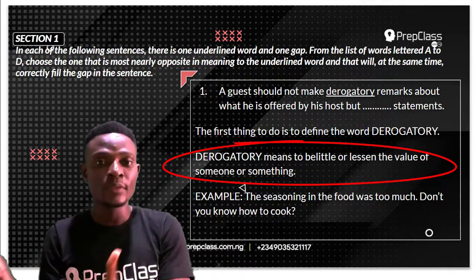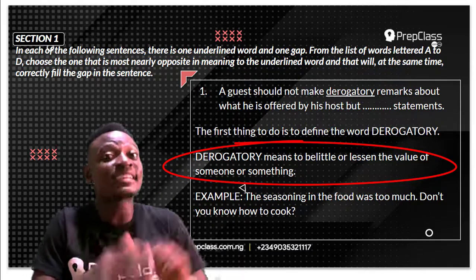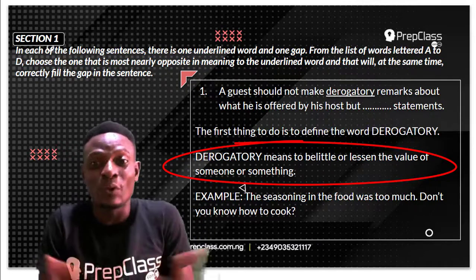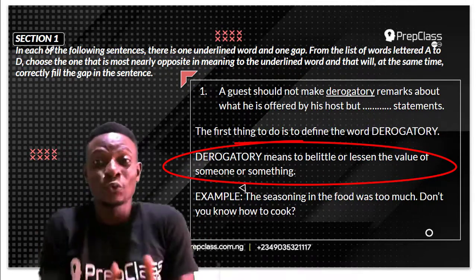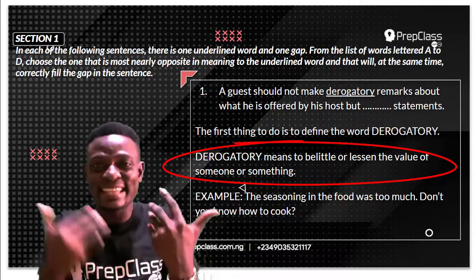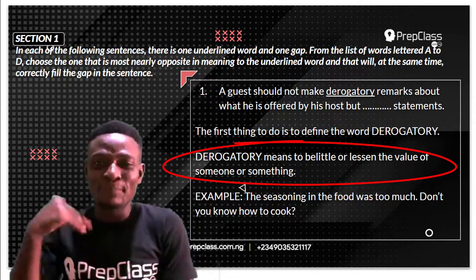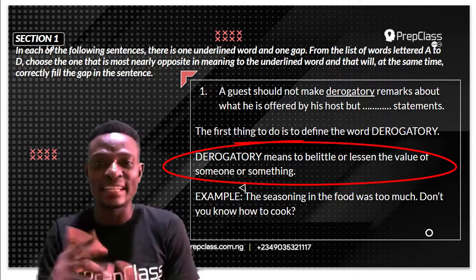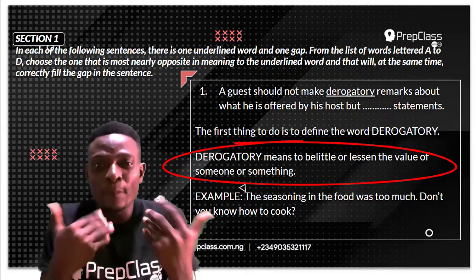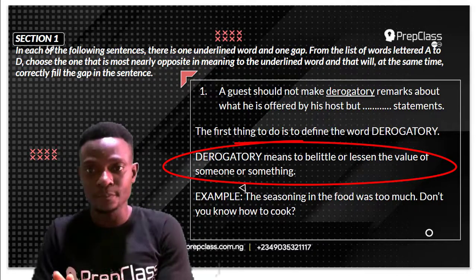Take, for example, you go to someone's house, the person offers you a meal after spending so much time to prepare the meal. And after eating the meal, all you could say was, the seasoning in this food was too much. Don't you know how to cook? Now, that is an example of a derogatory remark. That remark has belittled that person's effort. It has lessened the value of that person. We are not expected to make derogatory remarks about people, about our hosts.